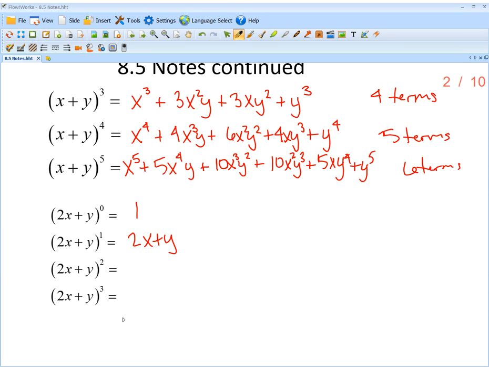2x plus y squared, I wouldn't expect you to do binomial expansion or the binomial theorem on this. I think you should just regularly FOIL. You know how to do it. So this would give me 4x squared plus 4xy plus y squared.